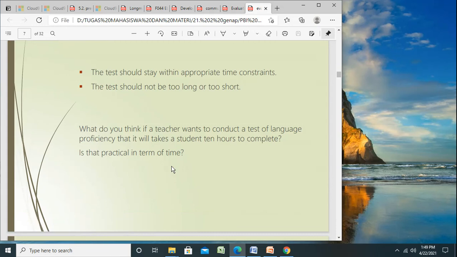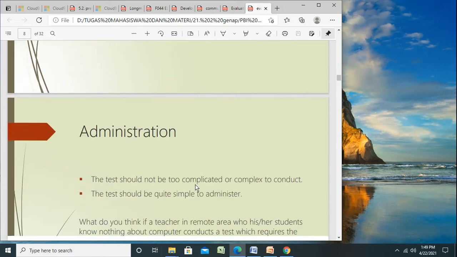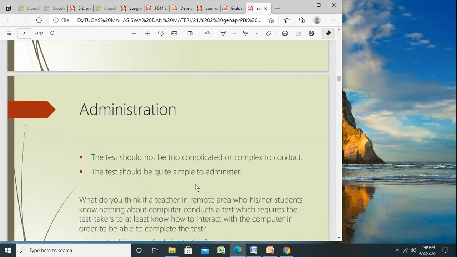I have a question for you. What do you think if a teacher wants to conduct a test of language proficiency that will take students 10 hours to complete? Is that practical in terms of time? Can you imagine that if we are going to make a test for our students and we need 10 hours, how about our students? I think that they will be so bored with the long time of the test. So you have to consider the test based on the schedule, the ability of the students, and the number of test items, I think.